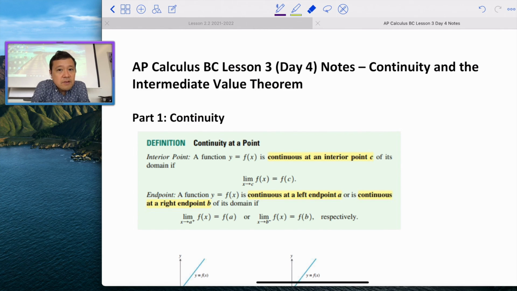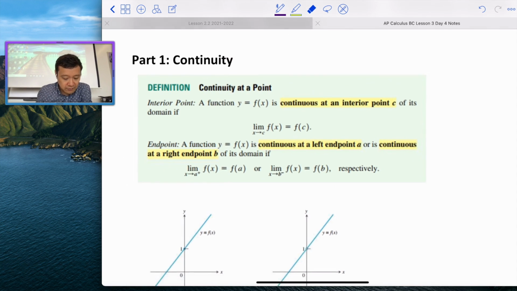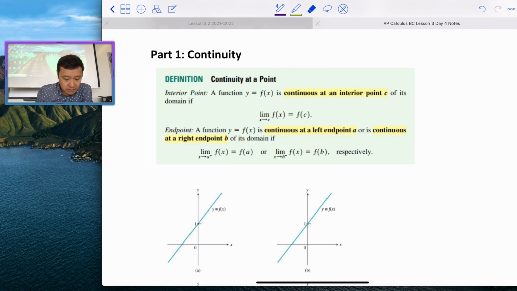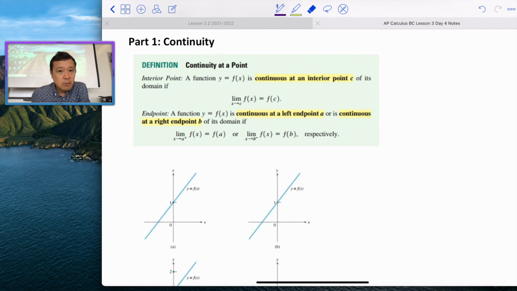This is called lesson 3. I'll title it as lesson 3 or the day 4 lesson. This lesson is titled the continuity and the intermediate value theorem. Part 1, in the first part of this lesson, we will talk about the various types of continuity and discontinuity, I should say, and also the definition of what it means for a function to be continuous at a point C and what it means for a function to be continuous over its entire domain.